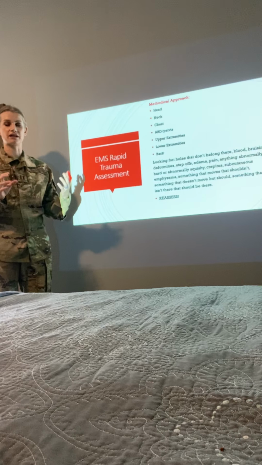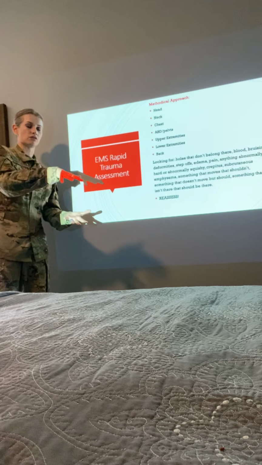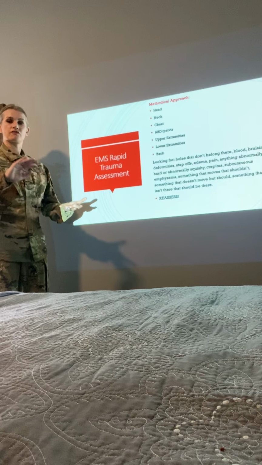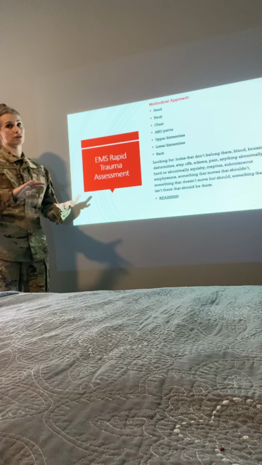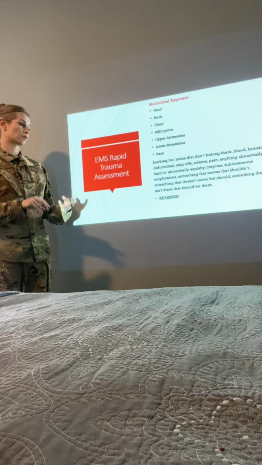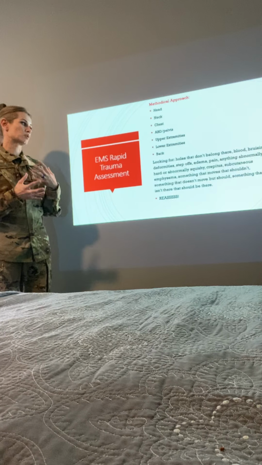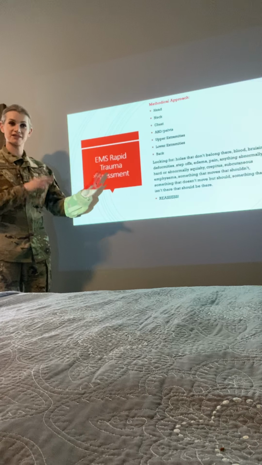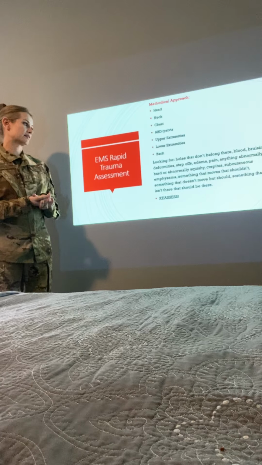And then next, check their back, if it's appropriate, if you can stabilize their C-spine and do a good log roll. You're looking for step-offs, deformities in the spine, holes that don't belong there, any blood, bruising, edema, pain, anything abnormally hard or abnormally squishy. If it's supposed to be hard and it's smushy, that's usually a bad sign.